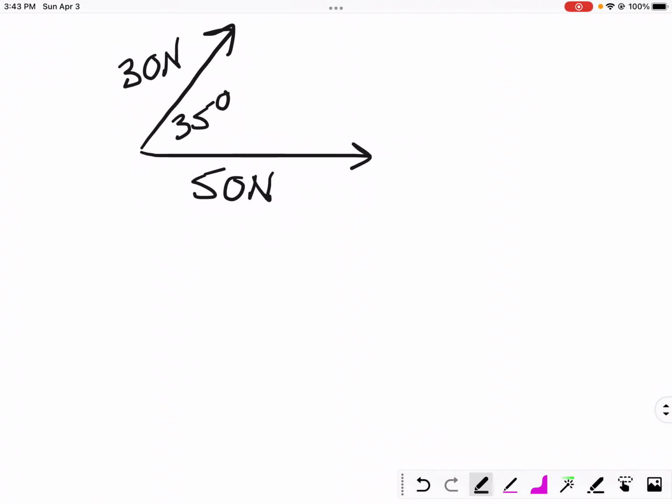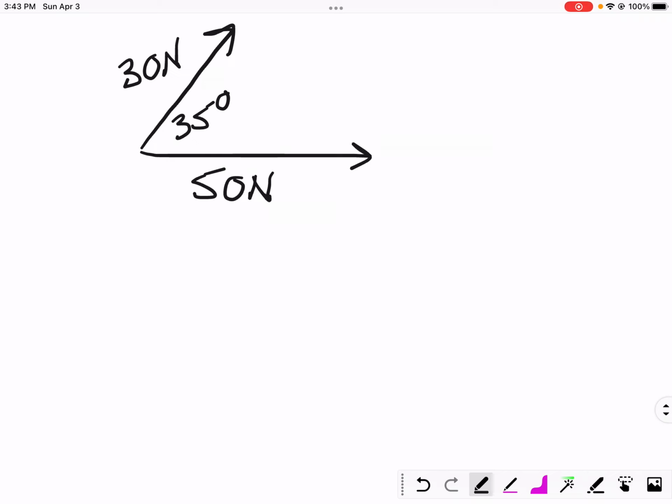Now I'm hoping, using my iPad here, that I will be able to do some animations that will help explain how to do these questions and where the angles are coming from. So this is basically the first example, and it talks about two forces acting on an object, and it gives the angle in between the two forces as being 35 degrees.